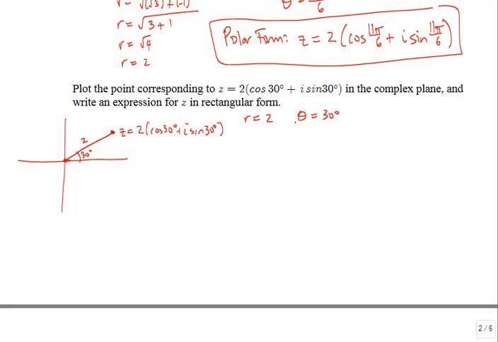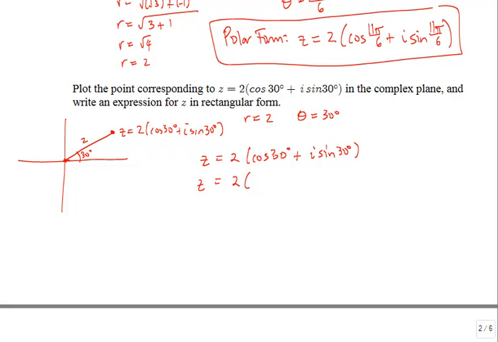So how are we going to figure out what this is in rectangular form? Well, all you have to do is undo all of these polar forms. So in other words, we're just going to go ahead and figure out what cosine of 30 degrees is and figure out what sine of 30 degrees is, multiply all of that by 2, and what we'll be left with is our rectangular form. So what's the cosine of 30 degrees?